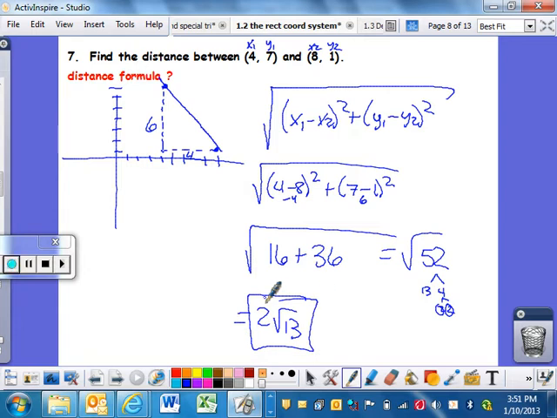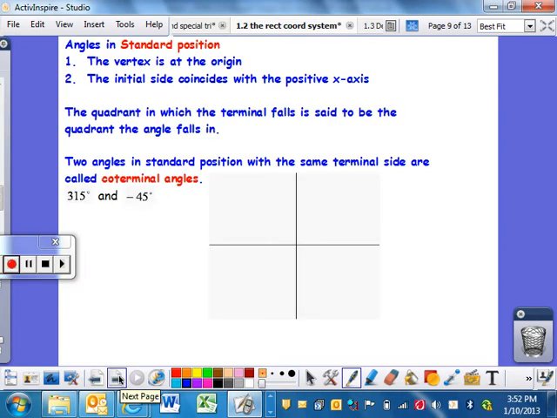Now you're going to need to know the distance formula, but just know that it stems from the Pythagorean theorem. If you graph these points, notice that the 4 and the 6 show up on your side, and this is a right angle, you could do a squared plus b squared equals c squared. That is what the distance formula really is, the Pythagorean theorem.